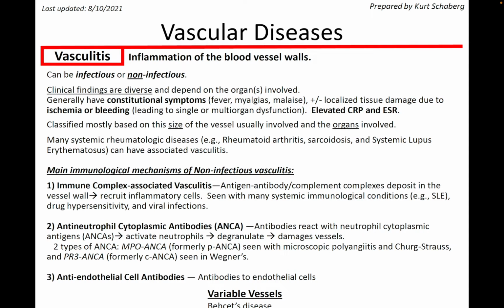So today we're going to talk about vascular diseases. So the human organism, we're made up of a lot of blood vessels, as are other animals. So there's a lot of opportunity for vascular pathology.